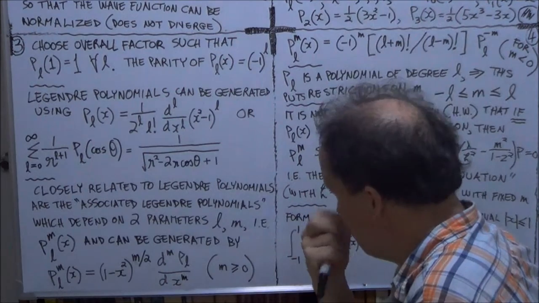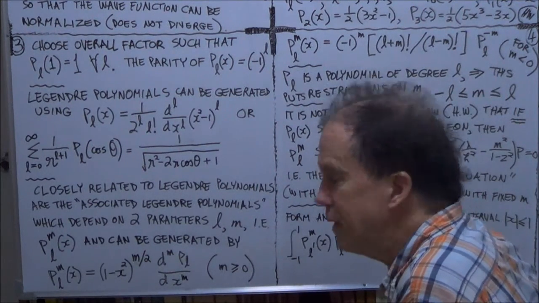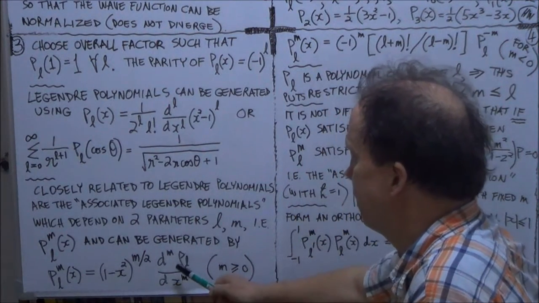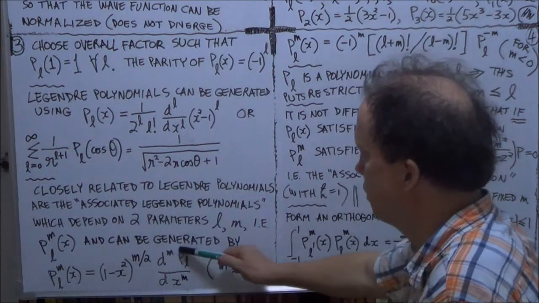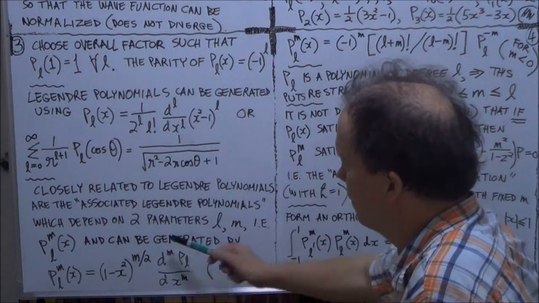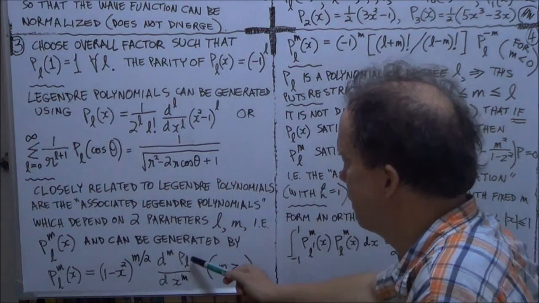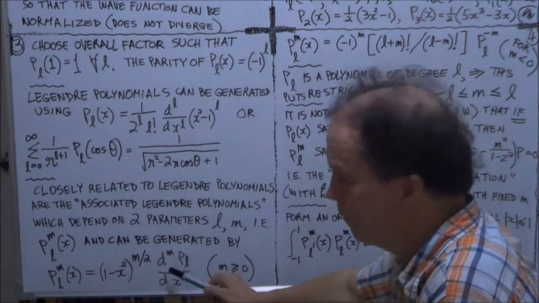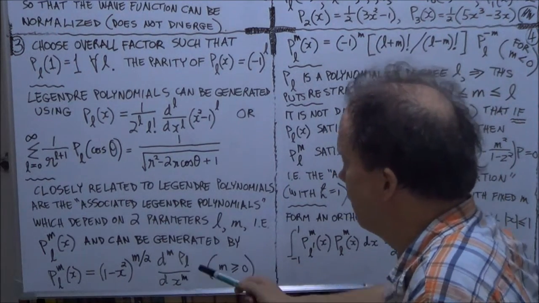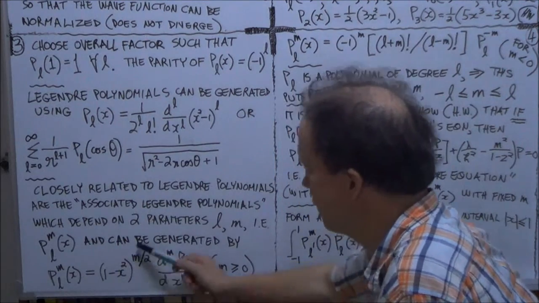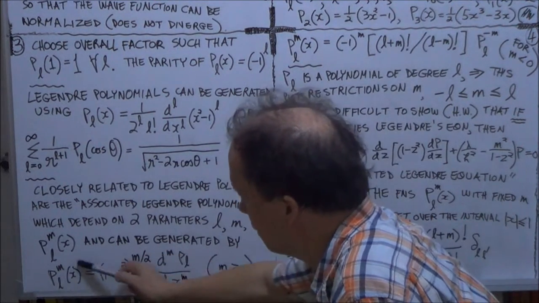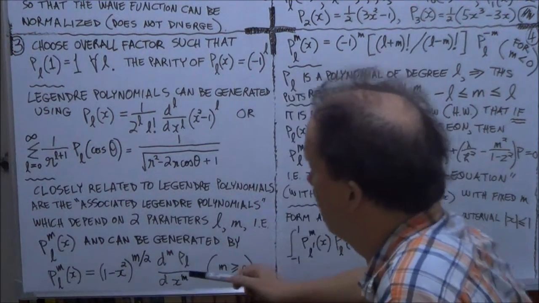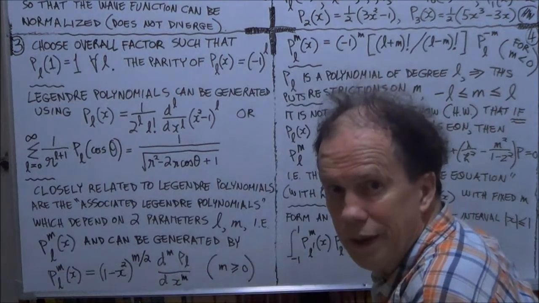And you can generate these associated Legendre polynomials by using the Legendre polynomials, so just P of L. Okay? So if you differentiate this with respect to x m times, the result that you'll get, if you multiply by this, will give you the associated Legendre polynomial according to this formula. And that, again, is just thrown at you, right?